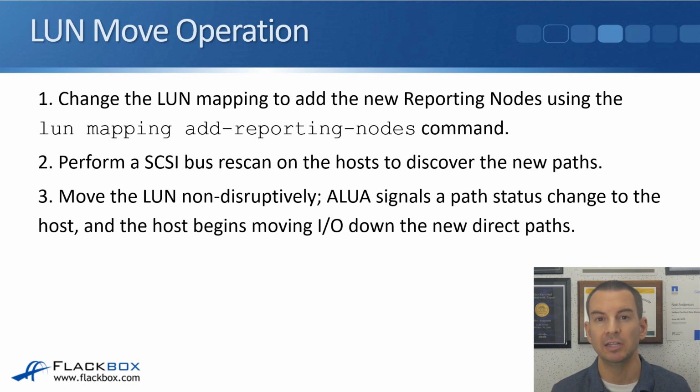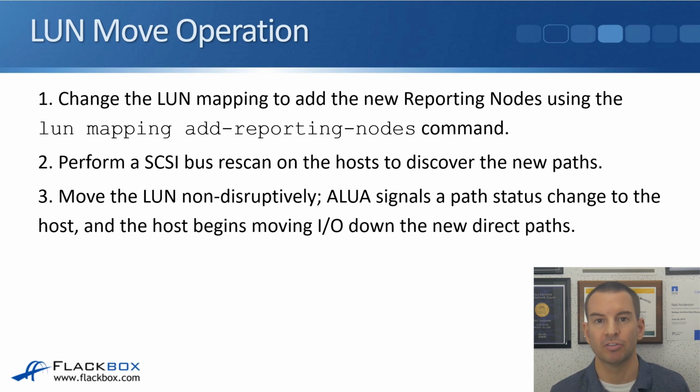The next thing that you need to do is get the host updated with that information. The way you do that is you perform a SCSI bus rescan on the hosts to discover the new paths. The hosts now see that the LUN is available through nodes 1, 2, 3, and 4. Once that is done, you can now move the LUN.